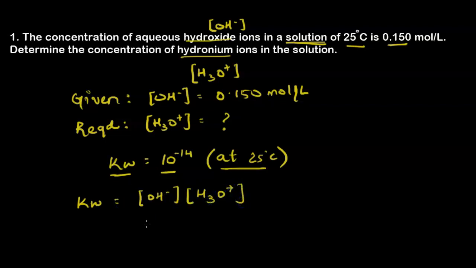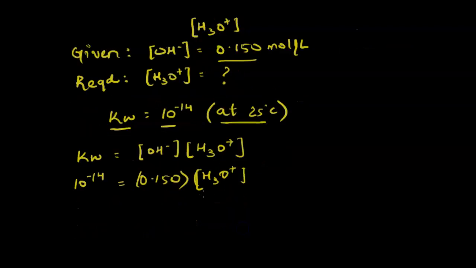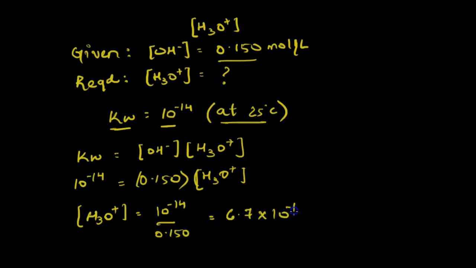Therefore, we will substitute the values that we are given. Kw is 10 to the power negative 14. OH negative ion concentration is 0.150. H3O positive ion concentration is what we are looking for. Therefore, we will rearrange the equation to get H3O positive ion concentration, and that would be equal to 10 to the power negative 14 divided by 0.150, which is equal to 6.7 times 10 to the power negative 14 moles per liter.